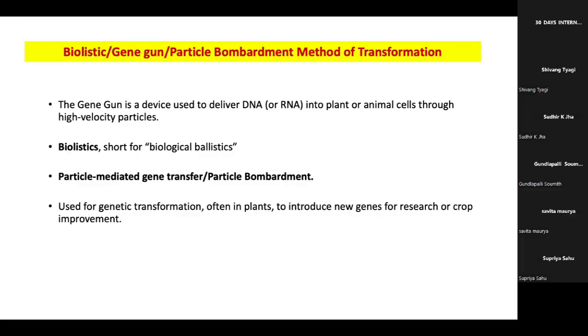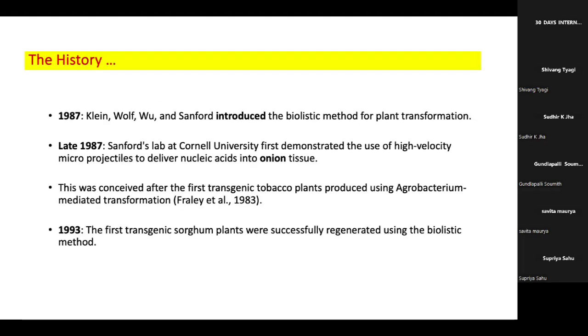So this method has been generally used since 1986 or 1987, and even now in most of the laboratories, this has been used for genetic transformation of plants. As I mentioned, in 1987 this method was introduced and used on onion tissue, and this method came after the first transgenic tobacco plant, which was created in 1983. So after that, this method came. The 1983 transgenic tobacco was created using the agrobacterium mediated transformation only.